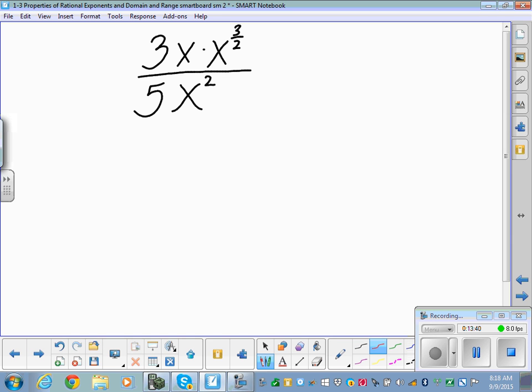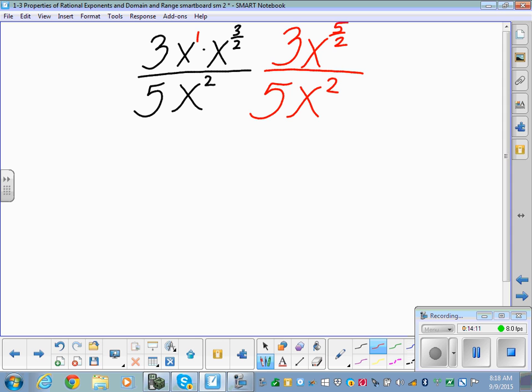But what I like to do, guys, is I like to just go ahead and focus on the top and simplify the top, then simplify the bottom, and then simplify the whole thing. So let's just focus on the top for a second. When you multiply, you add the exponents. So we're going to have 3x to the, what's 1 plus 3/2? On your calculator, and we'll simplify for someone. 1 plus 3/2. 5/2, okay? So 5/2. And on bottom, we have 5x squared.